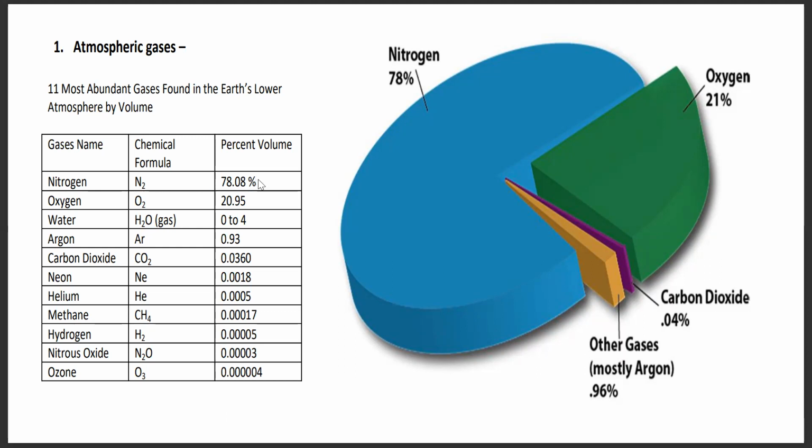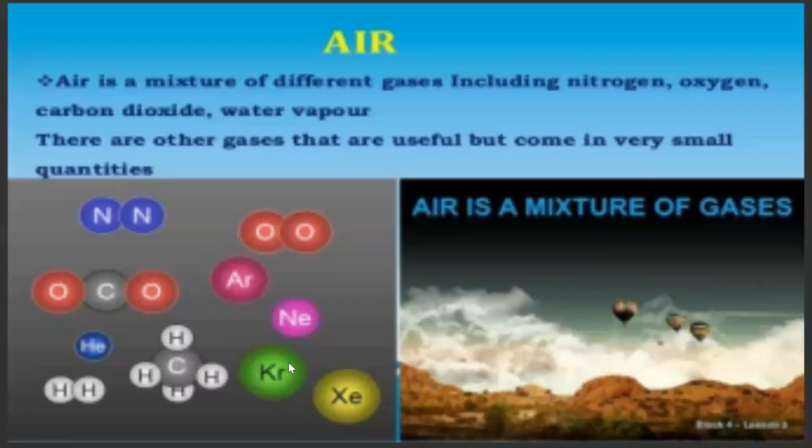Again, nitrogen is 78.08%, oxygen is 20.95%, water vapor as a gas is 0 to 4%, variable. Argon is 0.93%, carbon dioxide is 0.0360%, and so on and so forth.